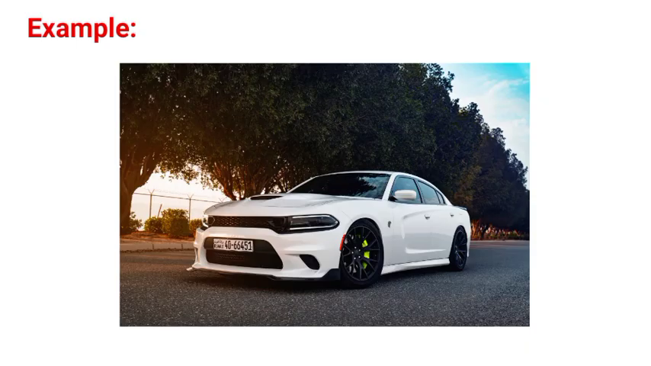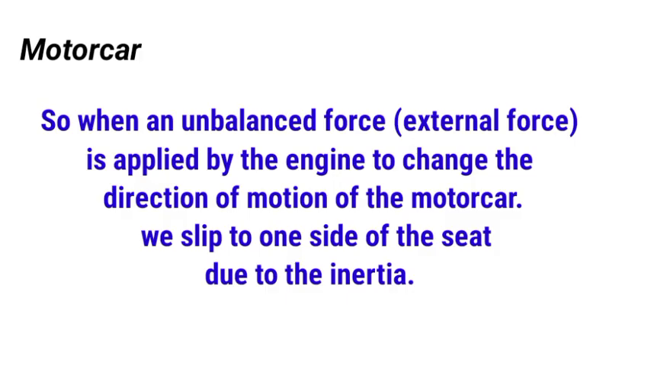Let's understand this with an example. When a motor car makes a sharp turn at a high speed, we tend to get thrown to one side. This can be explained on the basis of the law of inertia. We tend to continue in our straight line motion when an unbalanced force acts to change the direction of motion of the motor car. We slip to one side of the seat due to the inertia of our body.